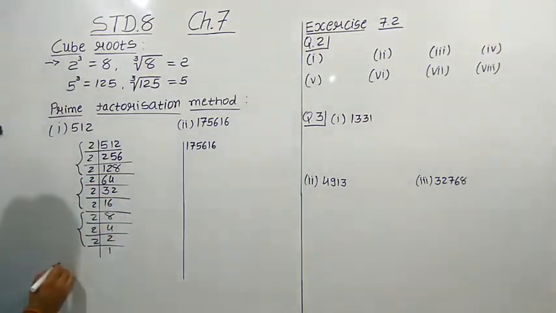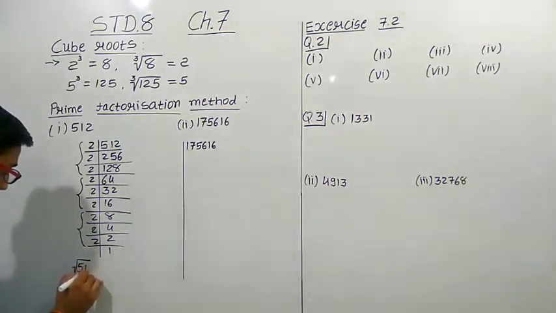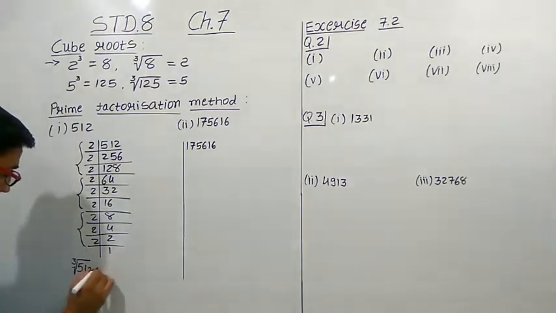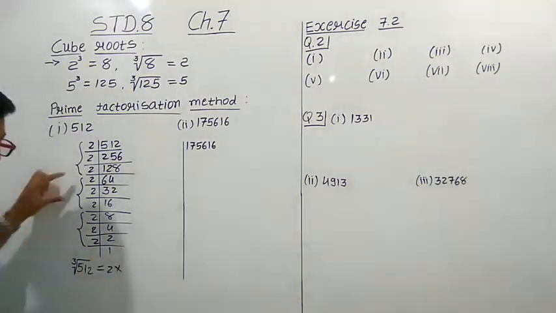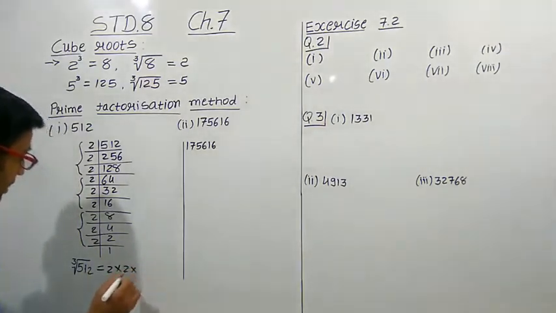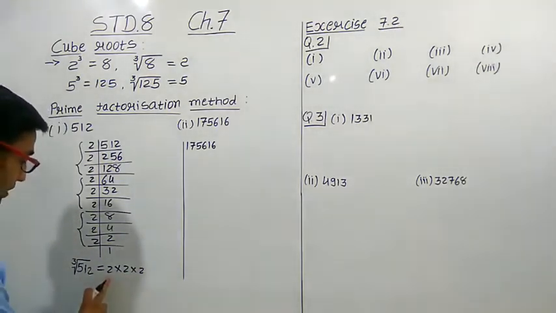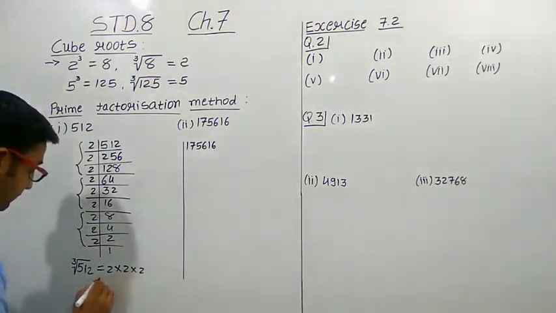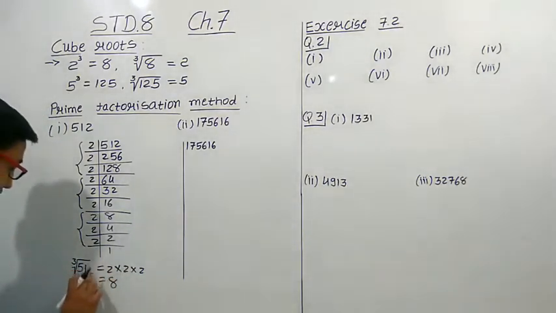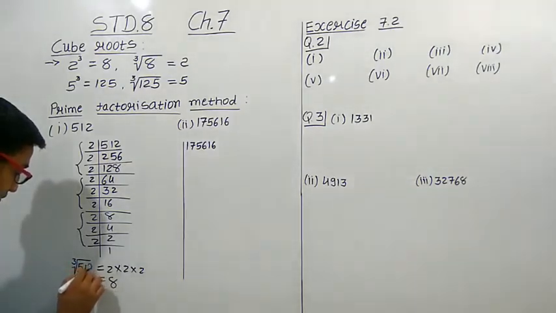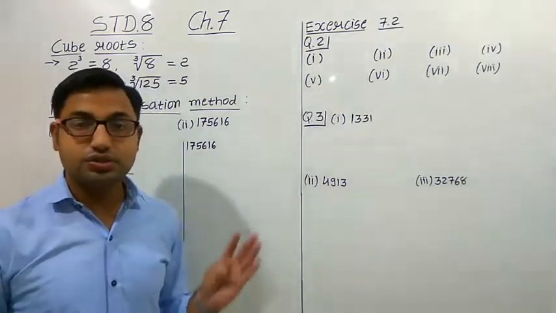So when we write it as the cube root of 512, then from this group we take one factor, from this group we take one factor, and from this group we take one factor. Now when we multiply 2 times 2 times 2, the answer is 8. That means the cube root of 512 is 8. It is so simple, right?